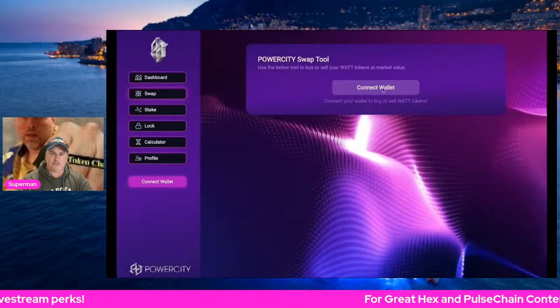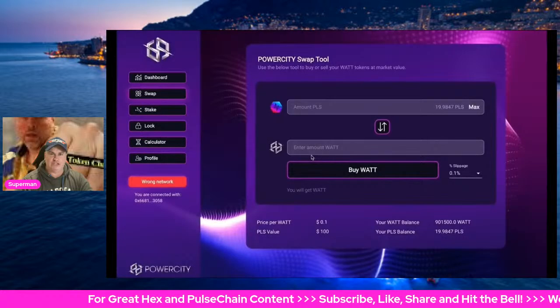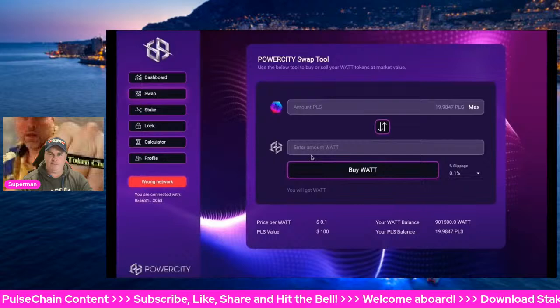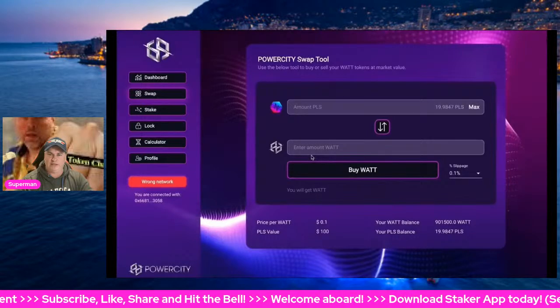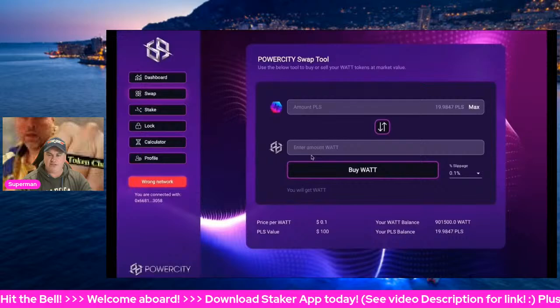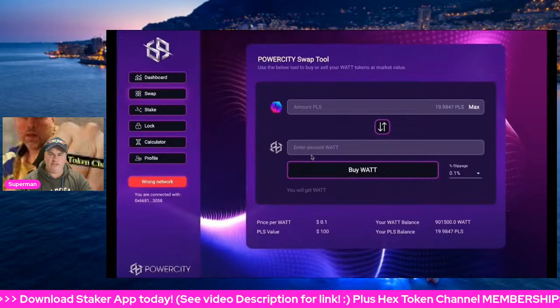We've got the Power City Swap Tool there. On the second slide, you've got the swap tool, connect your wallet. Now, I'm playing this really slow because the video was pretty fast, so just taking that into account. Put your PLS and your watt token in there. They've got some price values there as well. This is running on Pulsechain Testnet 2 V2B, I understand.